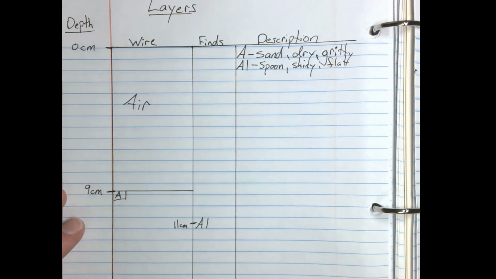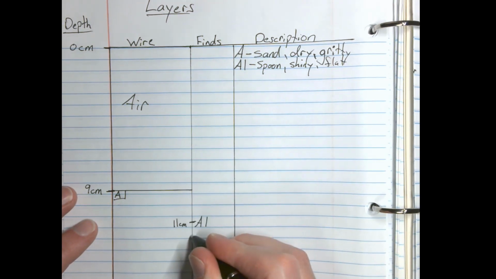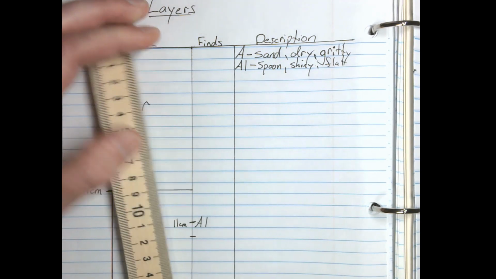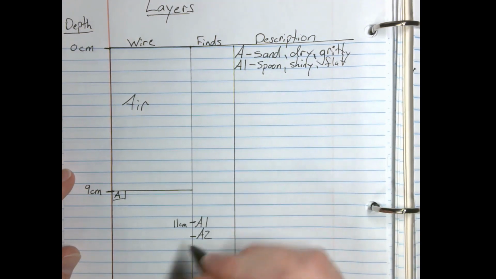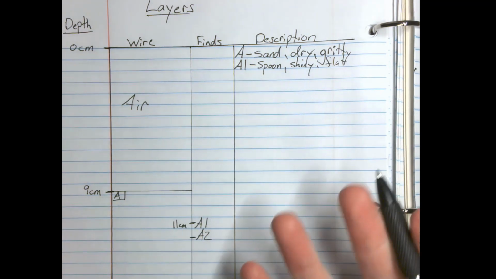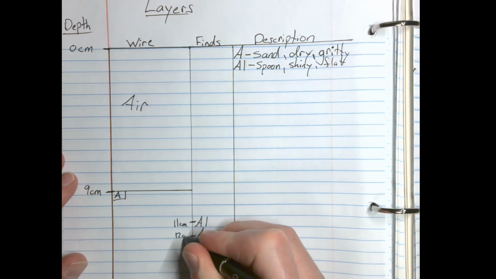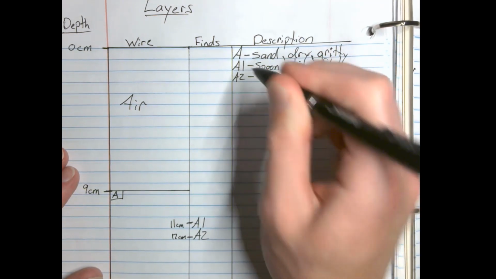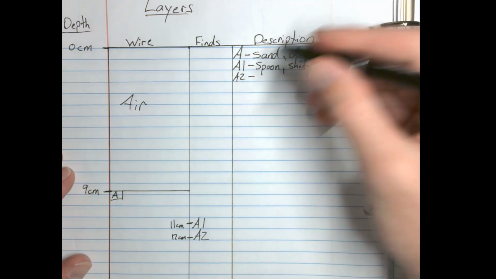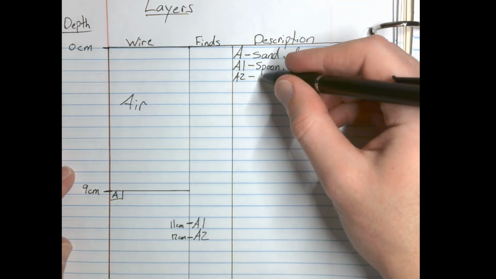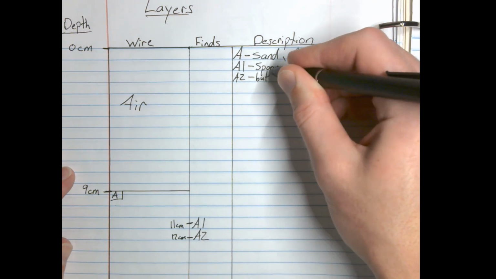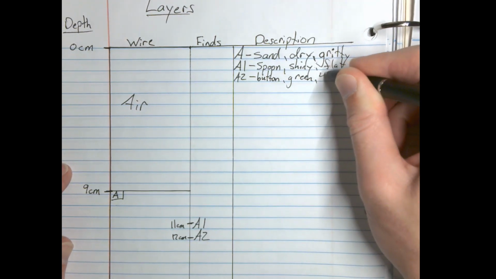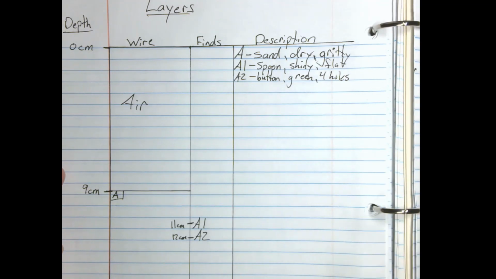Cool, so that's that. Let's say I find another object. It's just a little below it. So maybe at the 12. Now that's A2. It's all still an A because I haven't found another layer yet. So this is at 12 centimeters. So then I would write up here A2. All right, so let's say I found a button or something, whatever happens to be in there. So a button, it's green. It has 4 holes. So those are some descriptions.